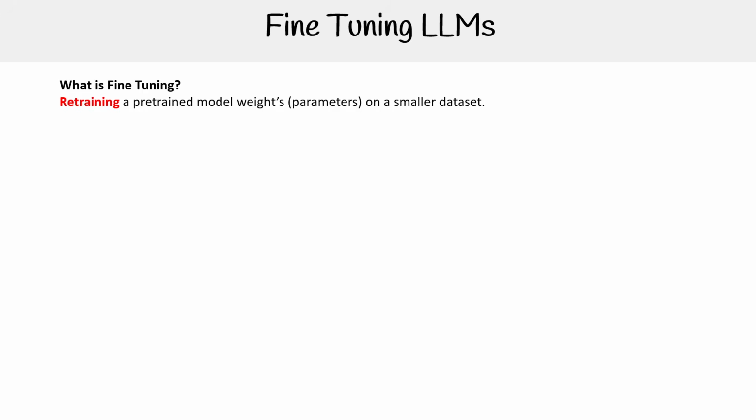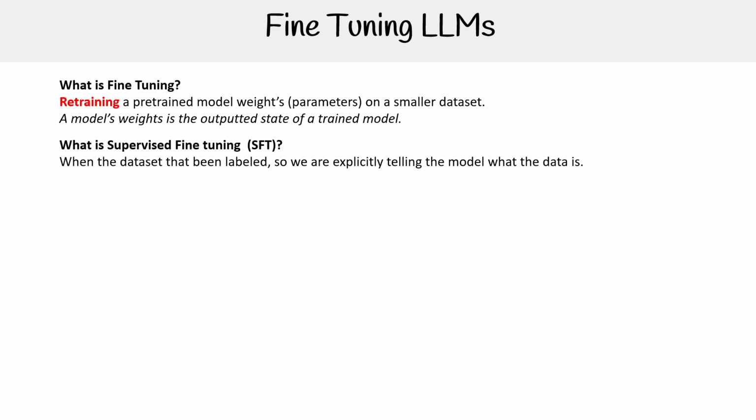Fine tuning is retraining a pre-trained model's weights or its parameters on a smaller data set. A model's weights are the outputted state of a model, but in this case, when we're talking about fine tuning, we're talking about a trained model's output. Okay. So then what is supervised fine tuning, SFT? This is where the data set we provide has already been labeled.